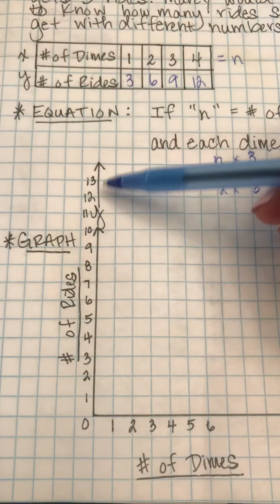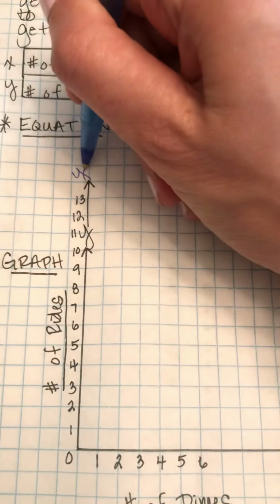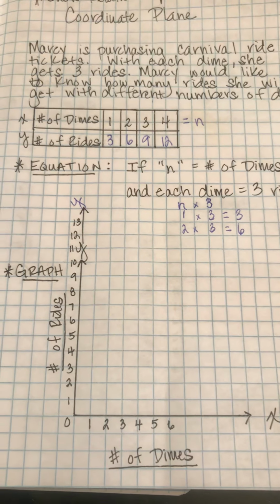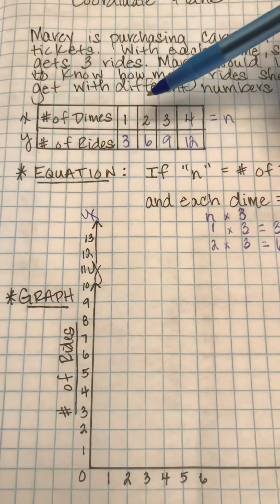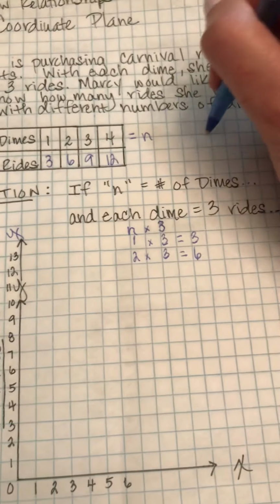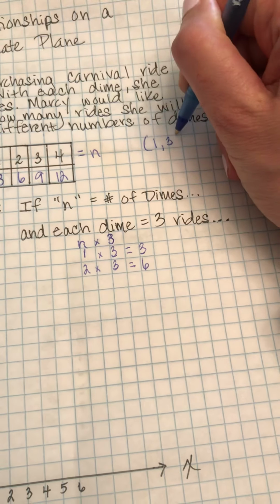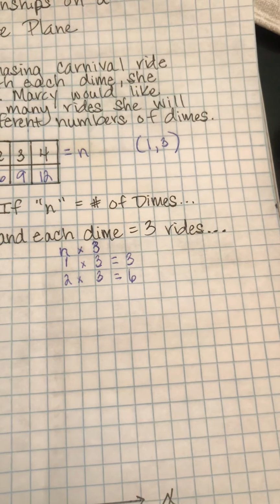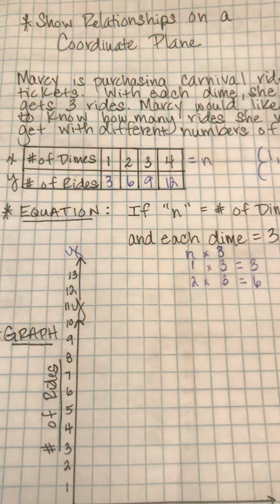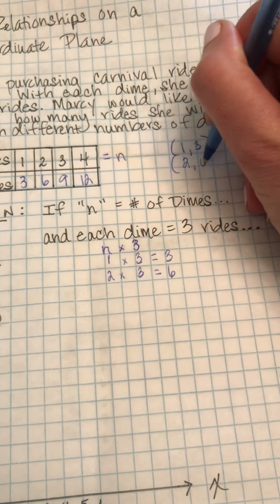Okay, I messed up a little bit. I didn't get enough in, so I had to extend my graph. You can see my y is embedded into my numbers there. So, okay, let's look at our first set. Our first set is going to be 1 dime is 3 rides. So if I were going to write the coordinate pair for that, I would say 1 dime is 3 rides. So the 1 is my x and the 3 is my y. So the second set would be for 2 dimes, and that would be 6 rides. So that would be 2, 6.